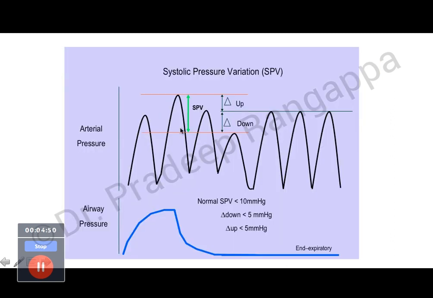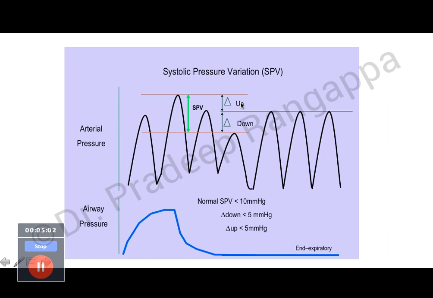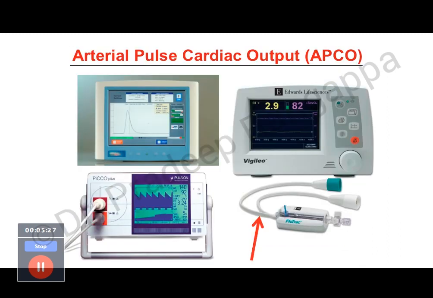If you see this curve, this is the systolic pressure variation. Delta up, as you see, is maximum systolic blood pressure minus apneic baseline. And this is the delta down, which is apneic baseline minus minimum blood pressure. Delta up plus delta down gives you the systolic pressure variation, which also becomes an important surrogate of determining stroke volume variation. And what are the tools that we utilize to measure stroke volume variation? In clinical practice, you can incorporate any of these tools.